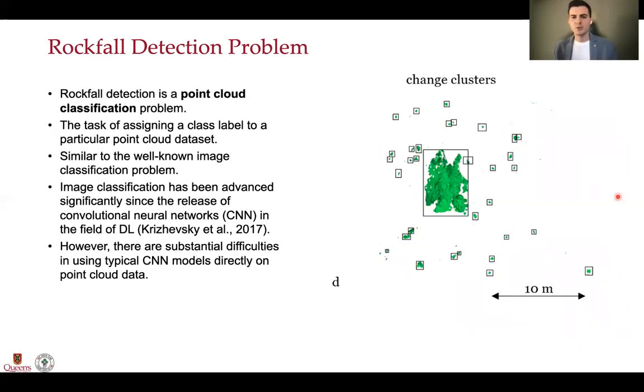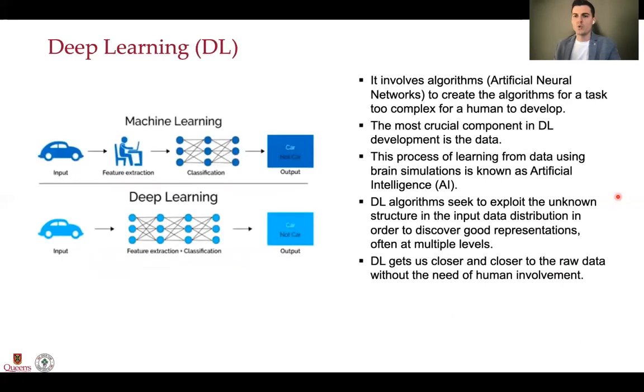The point cloud classification problem is similar to the well-known image classification problem, where we have an image and want to assign a label to describe the context of the image. This image classification problem is pretty much a solved problem since the release of convolutional neural networks in deep learning. But applying convolution operations directly on point clouds is not a trivial task. However, there are also methods to apply deep learning to point clouds.